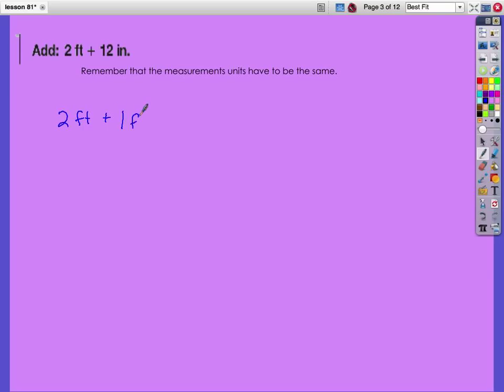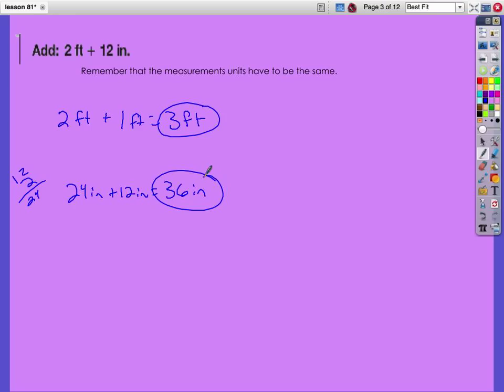It's going to be 1 foot. Okay, so I'm going to get 3 feet. If we go to inches, I have 2 feet and there's 12 inches in a foot, so that's going to be 24 inches plus 12 inches. We get 36 inches. So for adding and subtracting, as long as we get the units the same, we can add them and it makes it very easy for us.